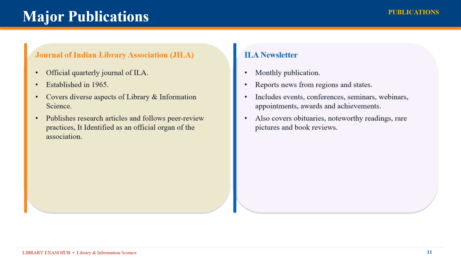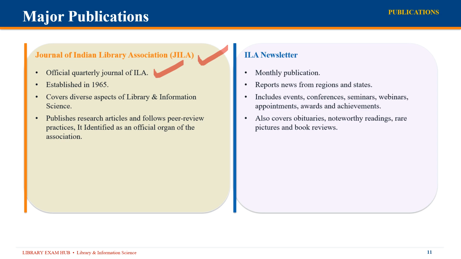The major publications, like publications, are one of the most important professional activities of ILA, right? One of the major publications is the Journal of Indian Library Association, commonly known as JILA. It is the official quarterly journal of ILA, established in 1963. It covers diverse aspects of library and information science.